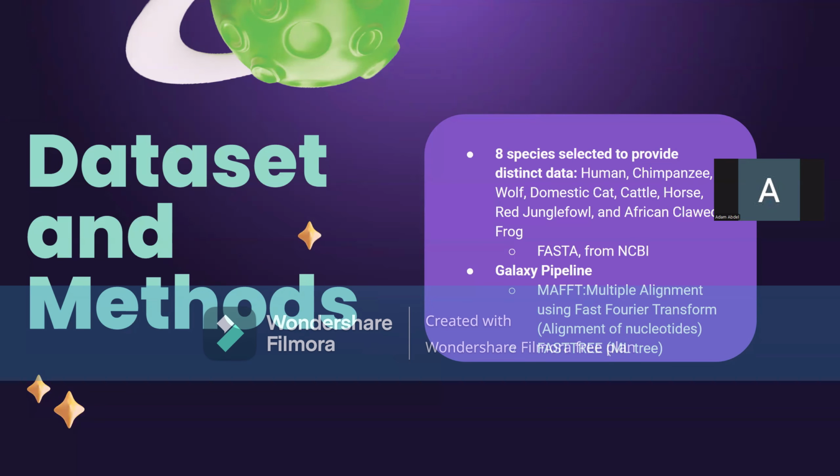And the pipeline that I chose through Galaxy was to take my FASTA files from NCBI, upload them, align them using MAFFT, and then use the FastTree tool to create a maximum likelihood tree of the data.